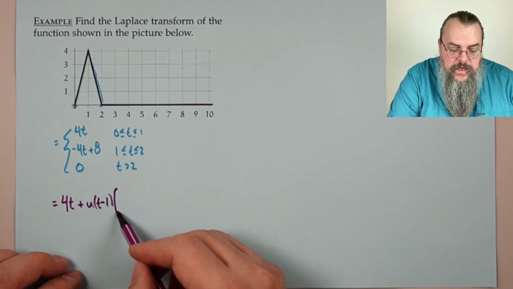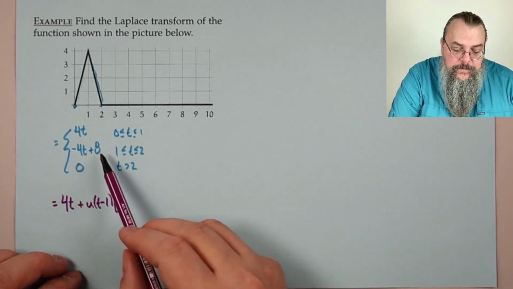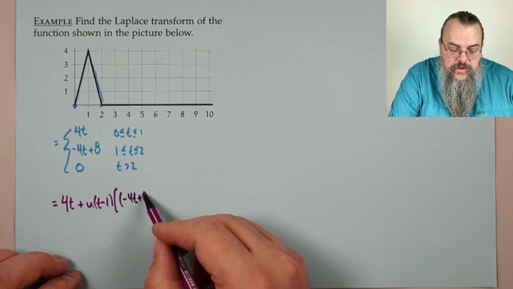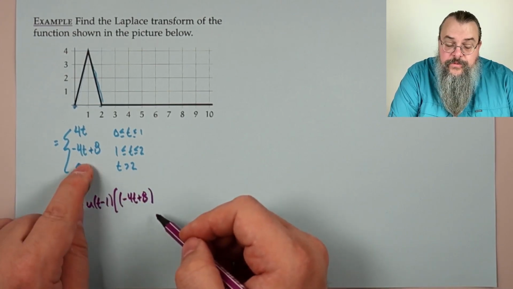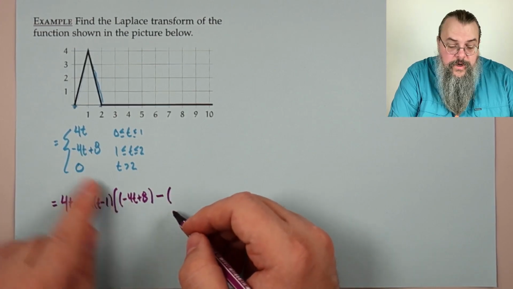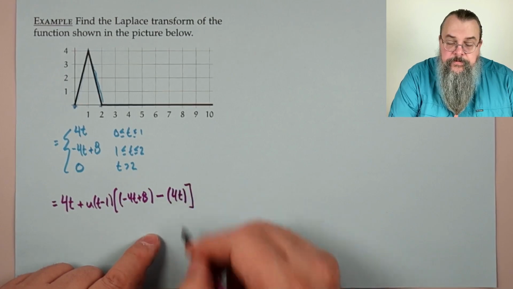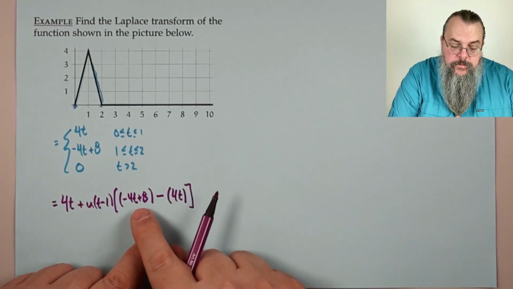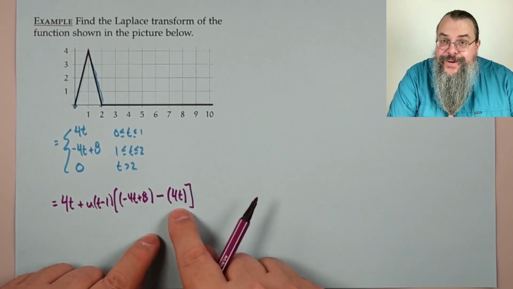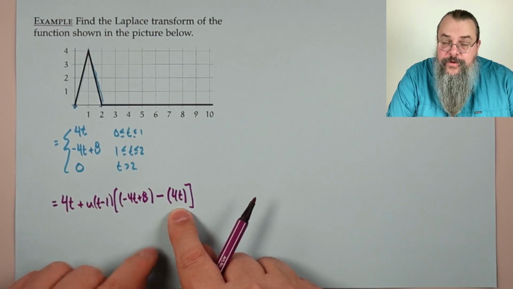And now we say, all right, what's happening after that? Well, after 1 is this minus 4t plus 8. So we're going to turn on the minus 4t plus 8. Subtract, what was it before 1? It's the 4t. Okay? So after, subtract before. Yes? Turn on, after, turn off, before.